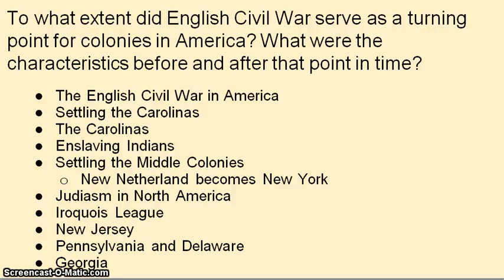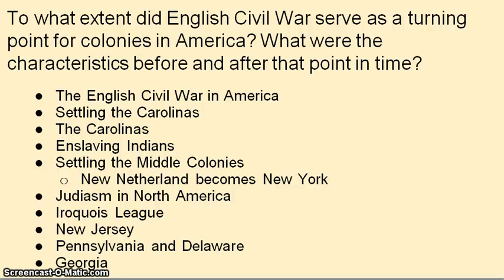Settling the middle colonies. New Netherland originally had been set up as a Dutch colony, since Henry Hudson had explored the region. They had a very positive relationship with the natives and were very involved in fur trading. They were more focused on making profits than on religious and ethnic conditions.